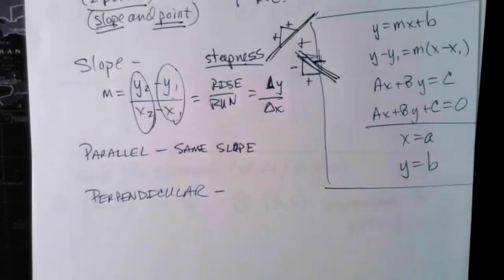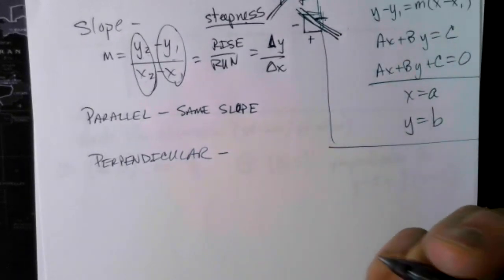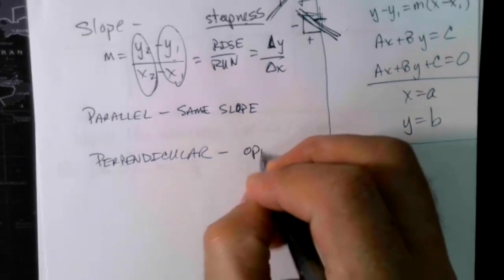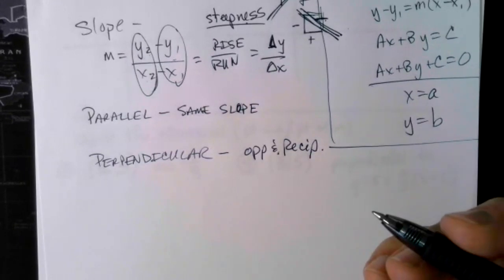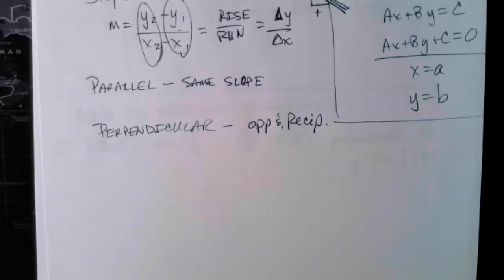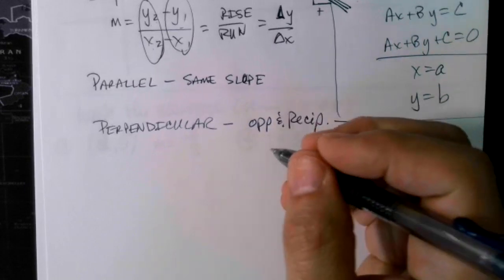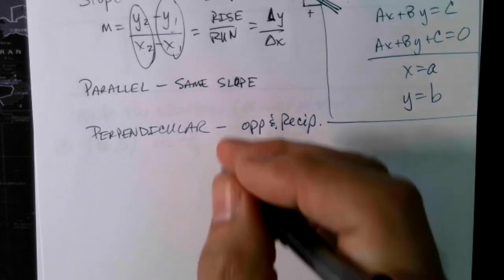Perpendicular lines are lines that intersect, forming a right angle or a 90-degree angle. Now, the problem is, what does that mean for slopes? Well, it turns out they need to be opposite and reciprocal. Again, if this was an Algebra 1 class, we would spend a lot of time doing graphs, drawing angles, and measuring and showing how this actually works. But they have to be both opposite and reciprocal. And again, I'm just trying to remind you of these things.